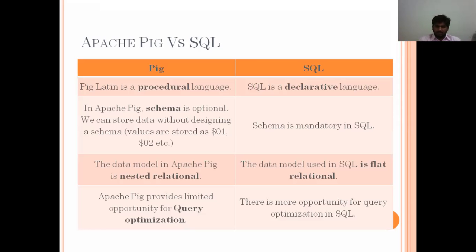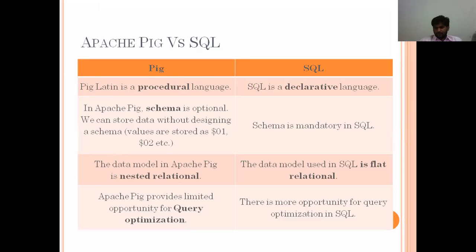Apache Pig provides limited opportunity for query optimization, while SQL has more opportunity in query optimization. Why? SQL depends mostly on queries, so it has more opportunity. In Apache Pig we have an optional choice. We may or may not use it; that is up to the user's choice based on the requirement. So we have limited opportunity for query optimization.